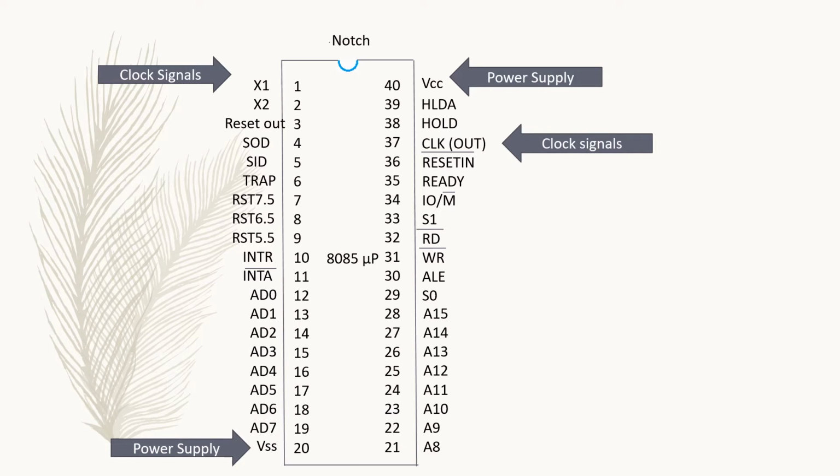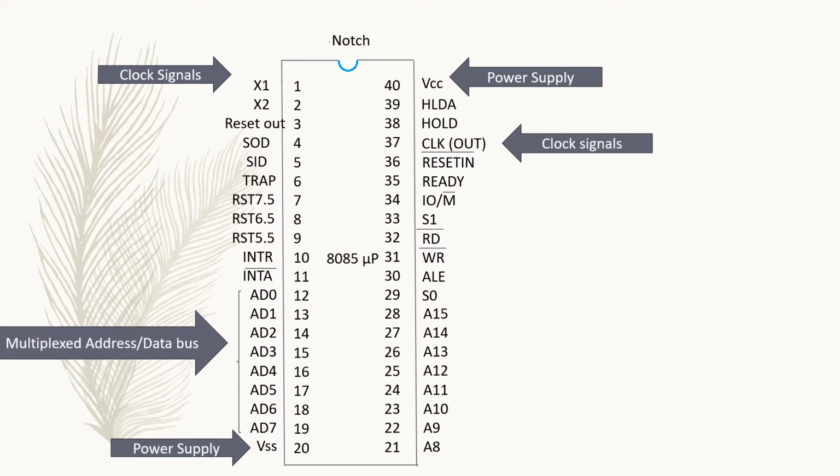Next is the clock out signal, where pin number 37 is occupied by clock out. It is the system clock for devices connected to the processor. Its frequency is always half the crystal frequency, that is 3 MHz.